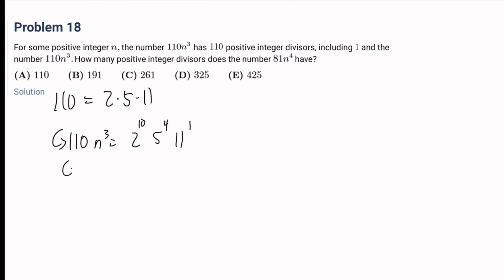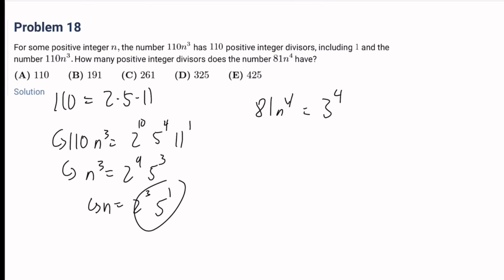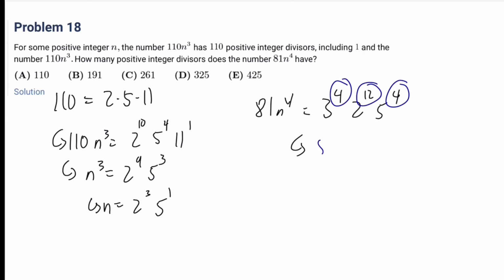Okay, and so if we do that, then n cubed is going to have the 1, 1, 1 of each gone. So it's going to be 2 to the 9th and 5 to the 3rd. So n is going to be 2 to the 3rd, 5 to the 1st. So 81 n to the 4th is going to have 3 to the 4th times these to the 4th. So it's going to be 2 to the 12th, 5 to the 4th. And so this is going to have 4 plus 1, 12 plus 1, 4 plus 1, which is 5 times 13 times 5 factors. And so this is going to be 25 times 13, which is 325. So 325 is the answer.